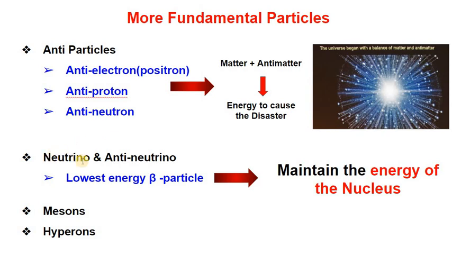Then another kind of particles was discovered, that is neutrino and antineutrino. So what are the neutrino and antineutrino? Those are the neutrino and the oppositely charged one is the antineutrino. So what is that? Let's have a look at the beta particle.